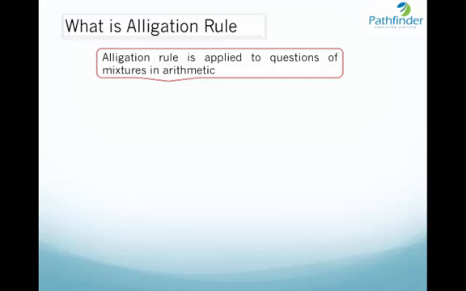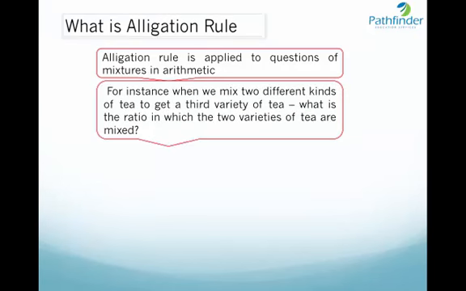Whenever two or more substances are mixed, then we obtain a mixture, and sometimes we have to obtain the average cost of a mixture. Sometimes we have to find out the ratio in which the substances have been mixed in order to get the average cost given. So in all these questions we are required to apply the alligation rule.